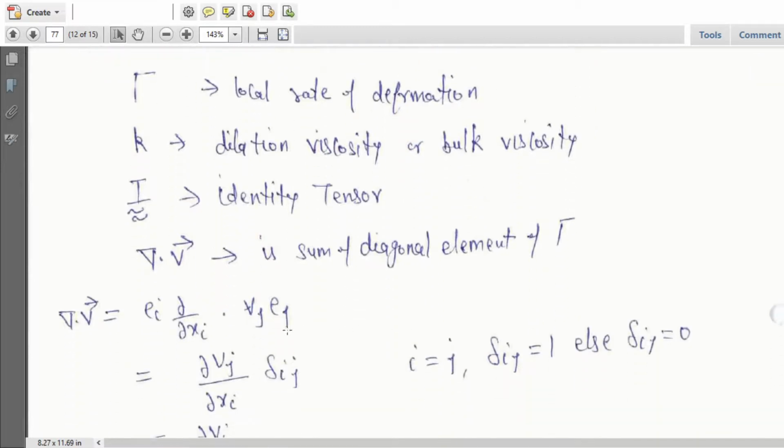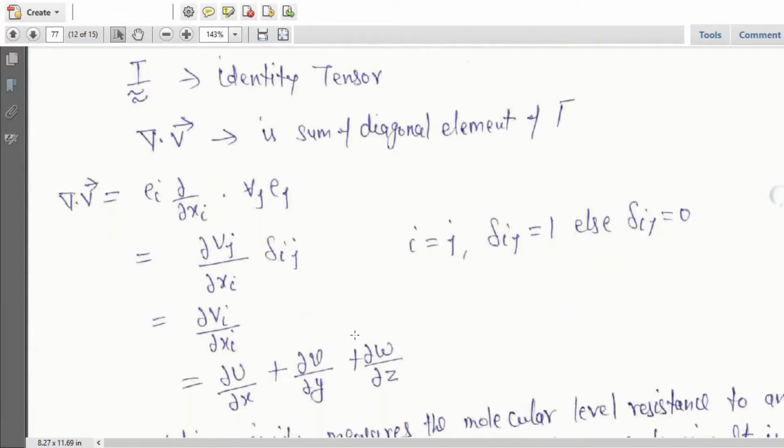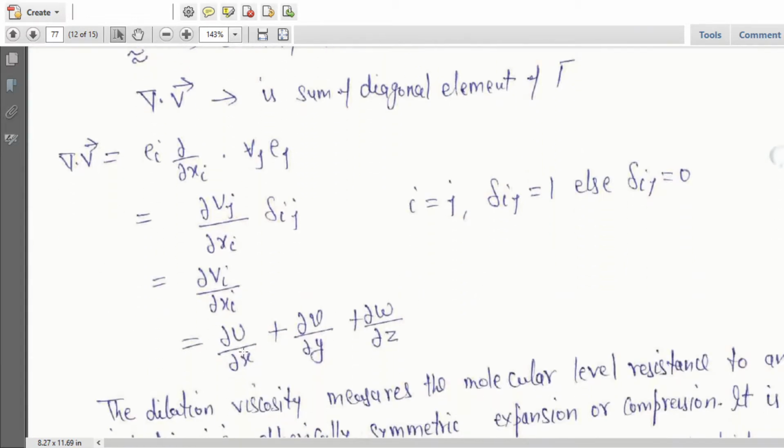So if you find del dot v, we can find it from here: e_i del upon del x_i, v_j e_j. So the dot product with delta ij. Delta ij would be 1 if i equals j, else it would be 0. So we can write here del dot v equal to del u upon del x, del v upon del y, del w upon del z.